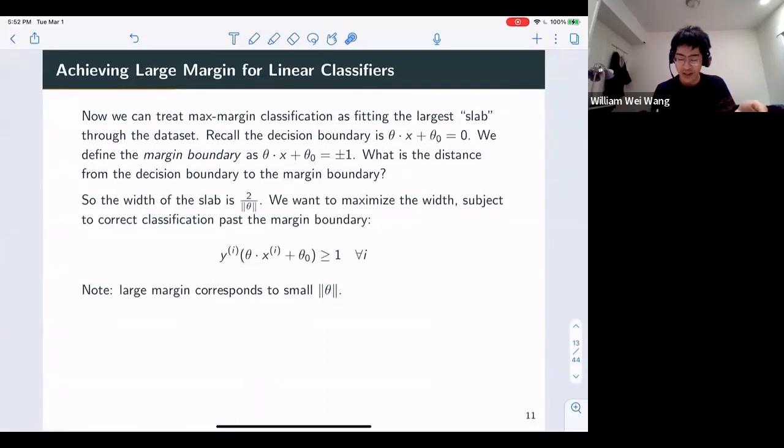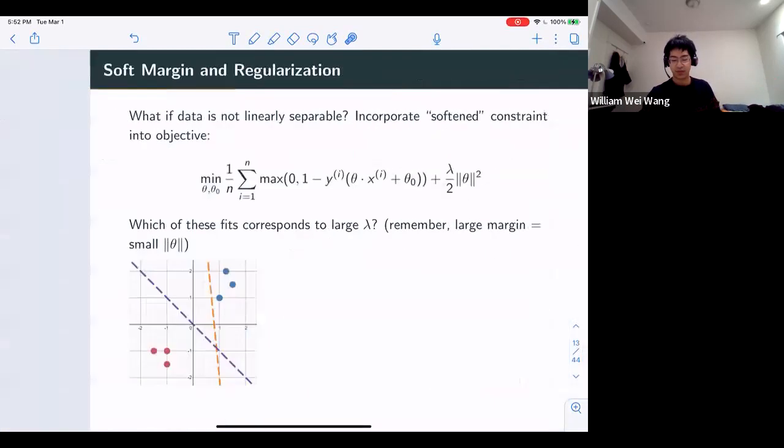And I've just rewritten what I said over here. So one way to do this classification says, okay, make everything classified correctly, past the margin boundary, and then maximize the width of this slab, so minimize this quantity. So the main takeaway here is that, okay, if I want to have a large margin classifier, I should generally have a small norm of theta. So I want theta to be small in order to have a large margin and thus a more generalizable classifier.